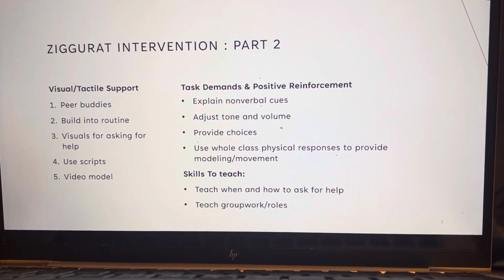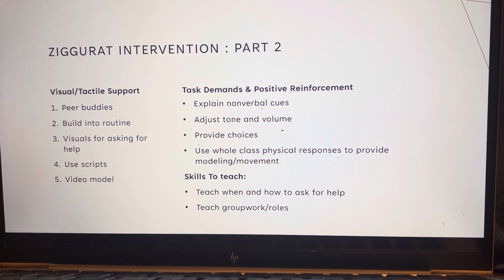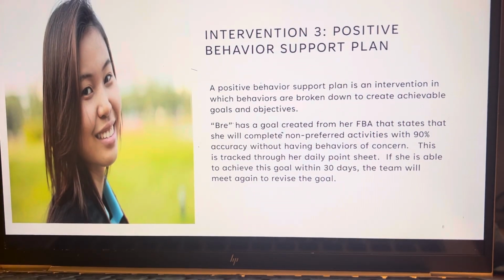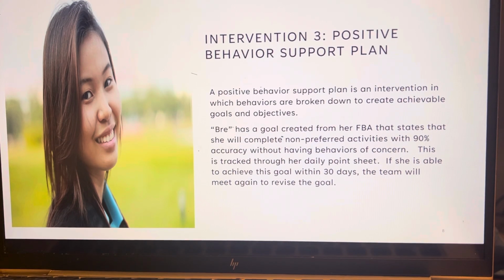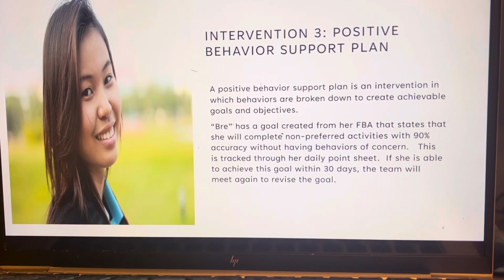Skills to teach would be when and how to ask for help, the appropriate way, and to teach how to work in a group and what each person's role is. The last intervention would be the positive behavior support plan. And this is what we talked about in the beginning. The FBA kind of shapes what a positive behavior support plan is.